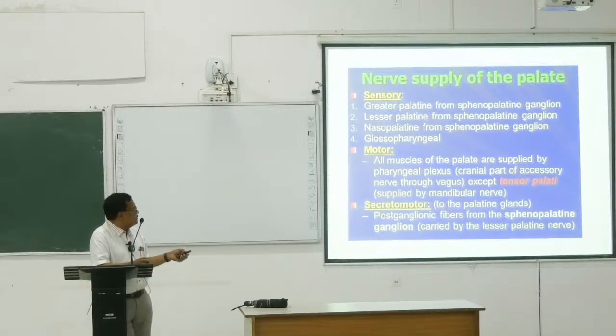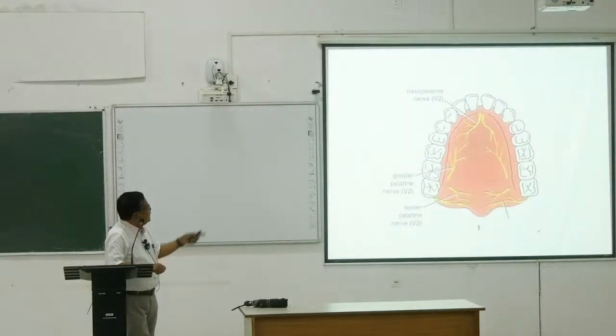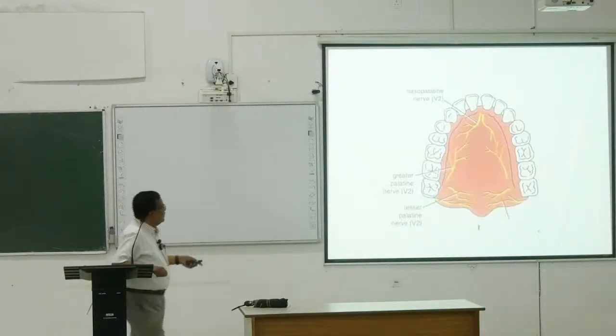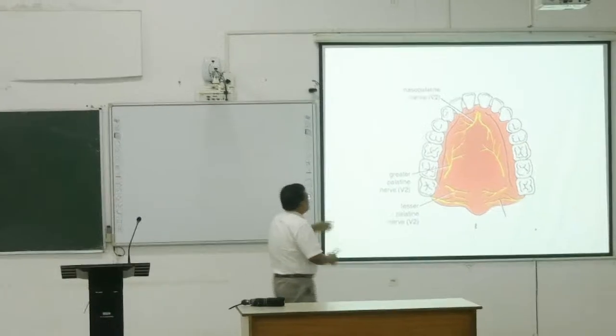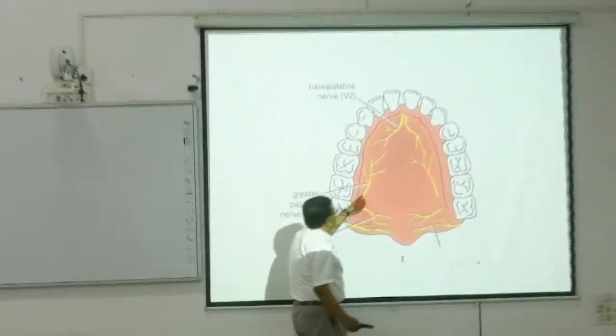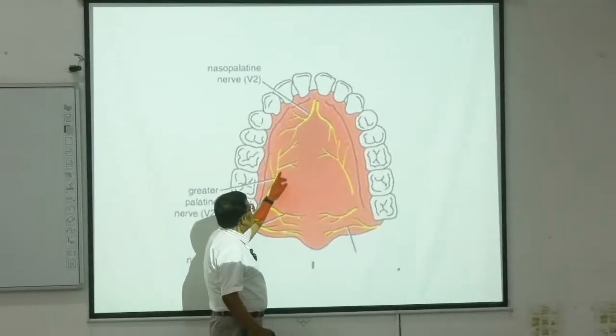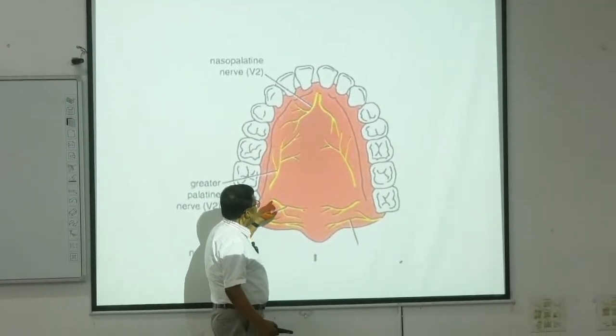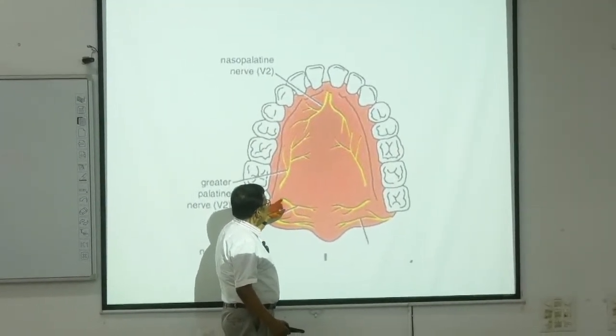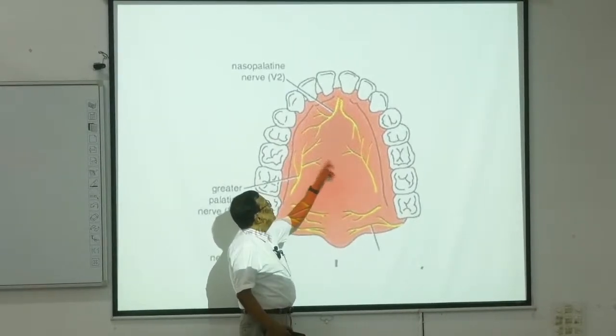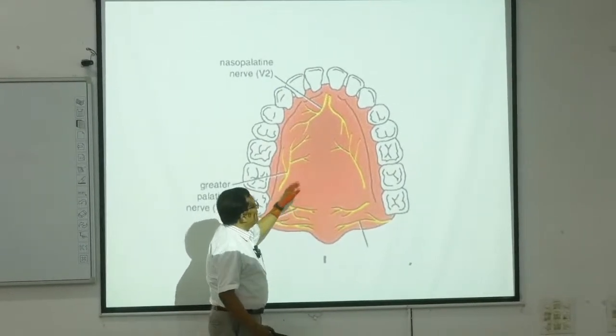Next, the last part of the palate. So these are the nerves: nasopalatine nerve, greater palatine nerve, and lesser palatine nerve, coming out from the greater palatine canal, coming into the palate through the lesser palatine foramen to supply the palate. Next.